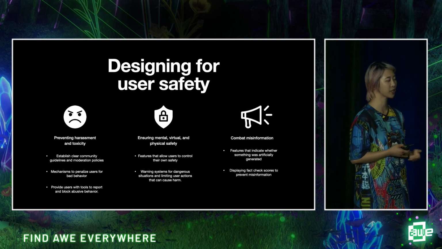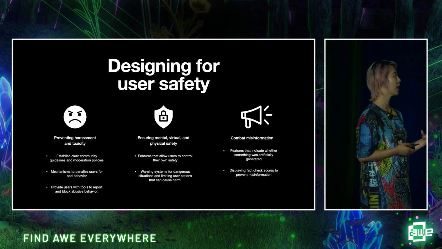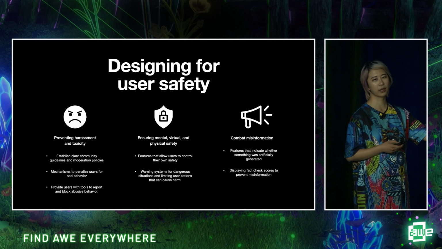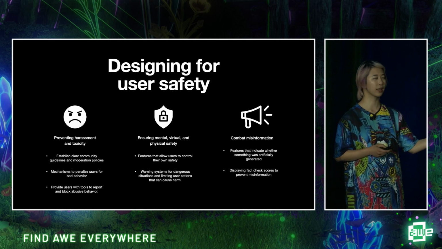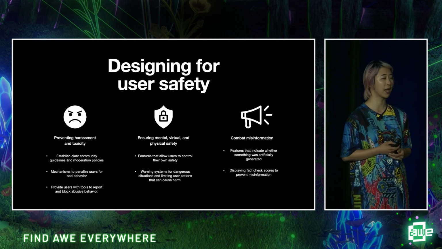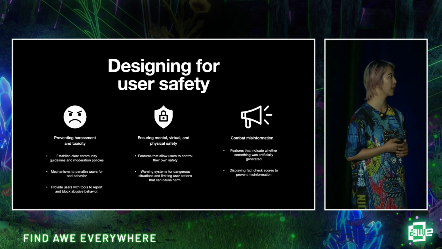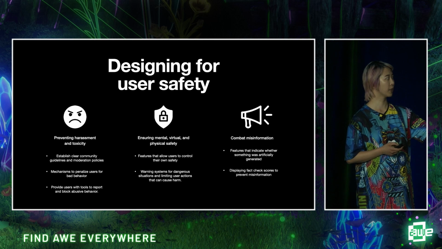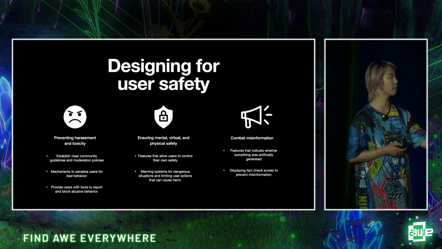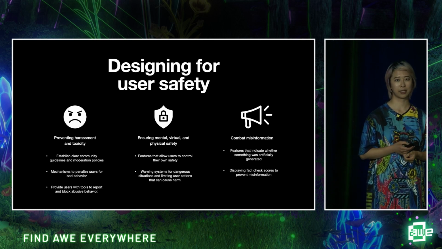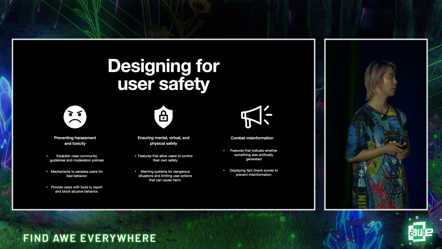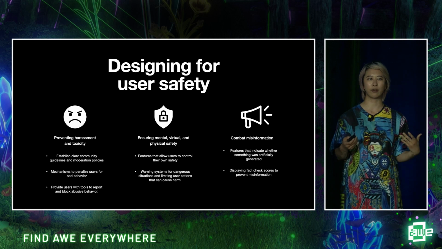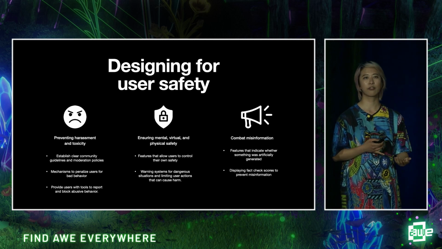And then designing for user safety. It's not just about preventing harassment and toxicity through the Web2 standards, where maybe we can block people or penalize bad behavior. Again, it's not just physical safety; it's being able to think about mental and virtual boundaries and mental and virtual safety concerns. So having warning systems, and being able to teleport away from something you're not comfortable around.